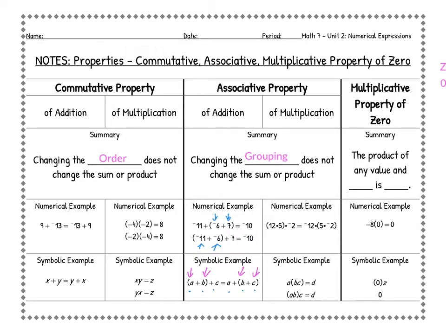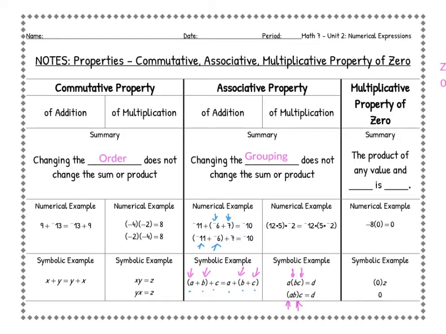Same thing in the multiplication example. A times B times C equals D and A times B times C equals D. The only difference is the parentheses move from the back to the front. So it's important to notice that since we're using only the associative property, the order should remain the same.